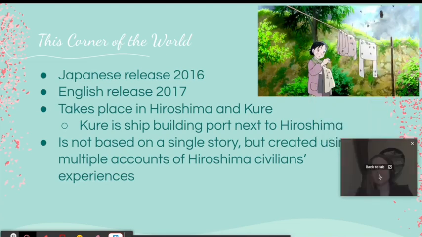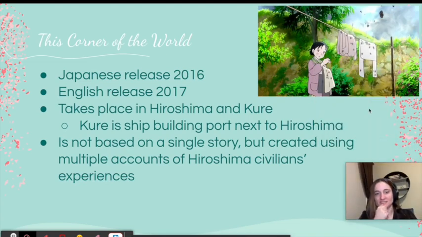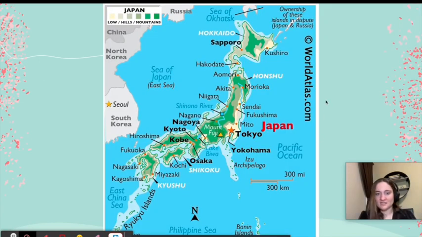So this was released in 2016. The English version was released in 2017. I show the English version of it. It takes place in Hiroshima and Kure. Kure is the shipbuilding port that's next to Hiroshima. It is not based on a single true story, but the creator used multiple accounts of Hiroshima civilians' experiences to make this story. So everything that happens is true. It happened to someone. It just didn't happen to one person at the same time. So again, here is a map. Here's Hiroshima right here. Kure is just going to be like a suburb of Hiroshima.